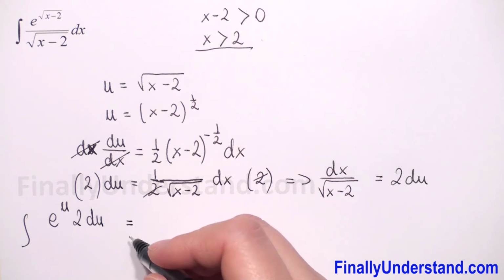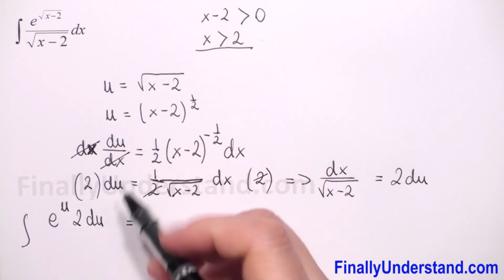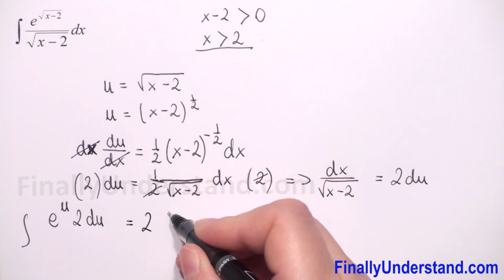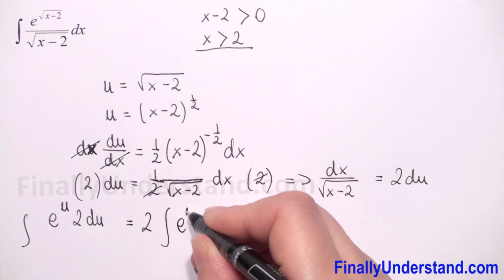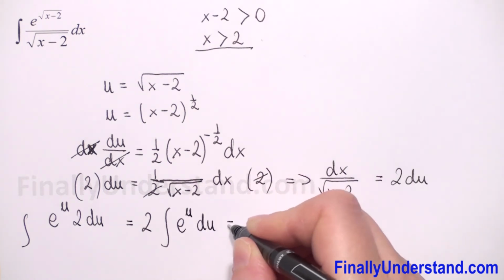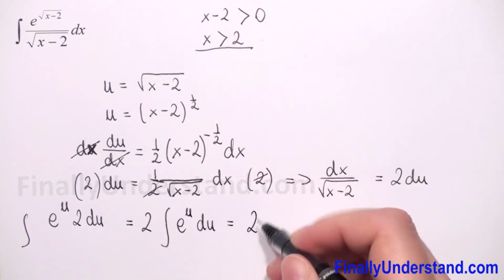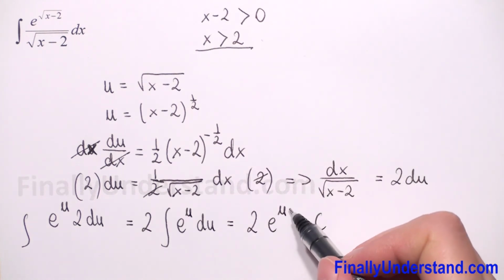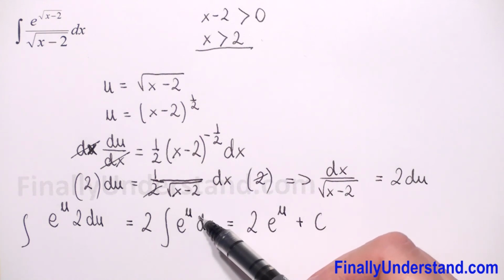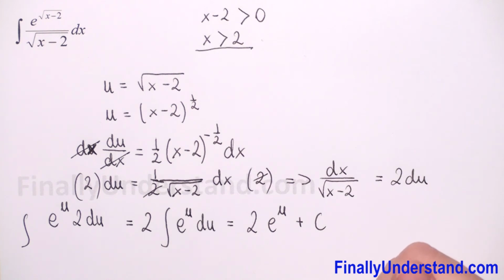When we have an indefinite integral and we have a constant, we can take this 2 in front of the indefinite integral, and we have the indefinite integral of e to the power u with respect to u. This is equal, of course, to 2 times e to the power u plus constant C. Because the derivative of e to the power u with respect to u is e to the power u. It's the same function. So now we have solved our indefinite integral with respect to u.